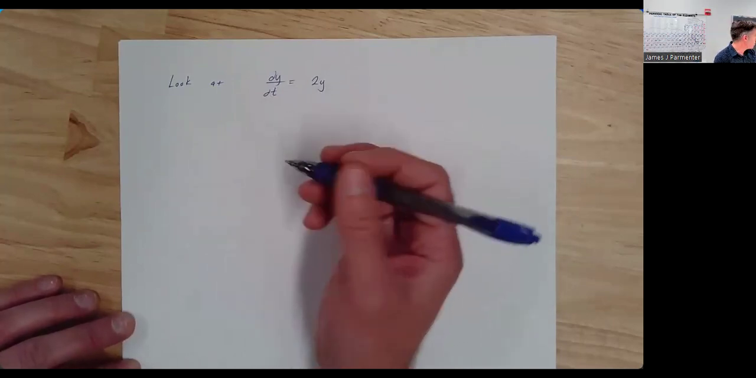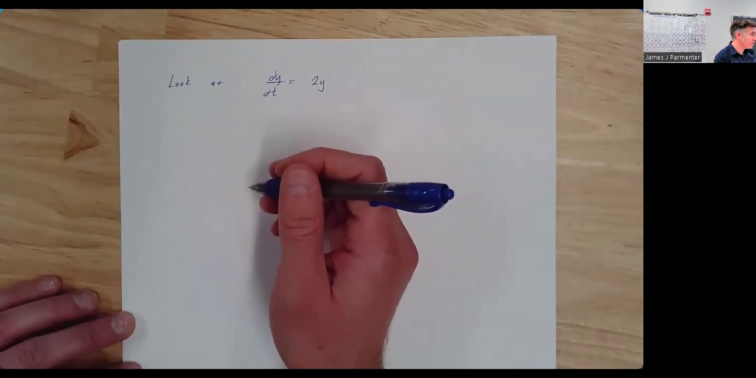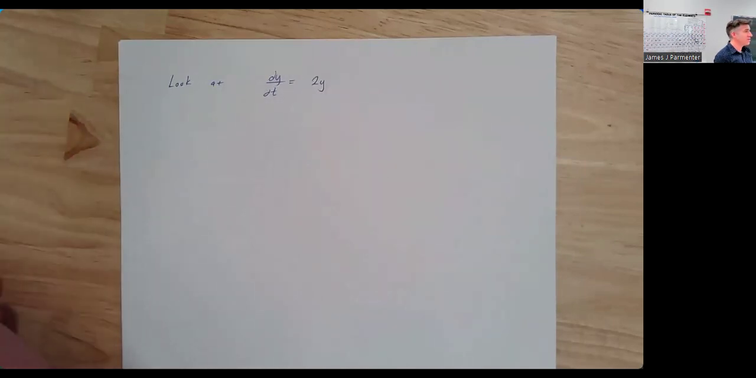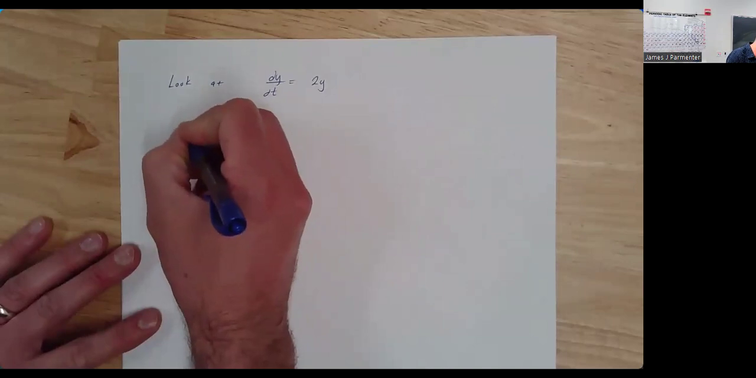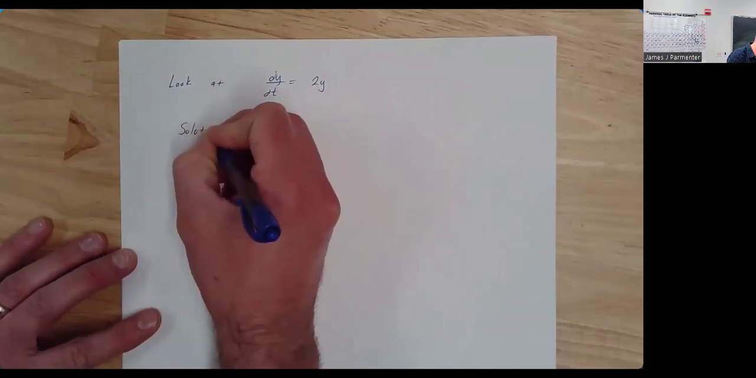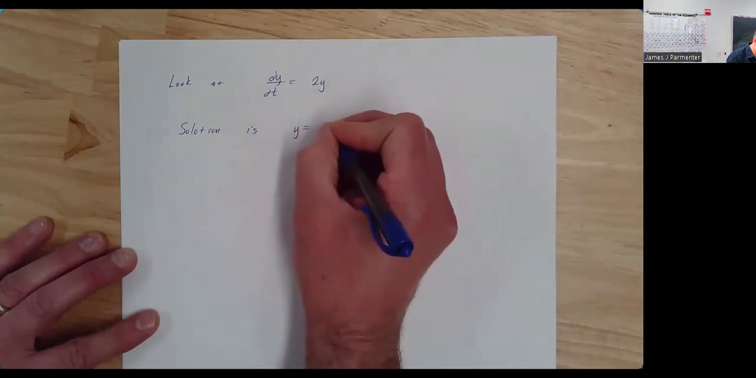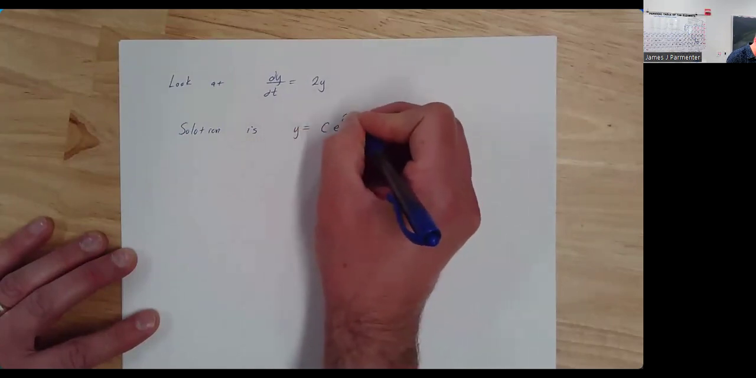Well, we know a solution to this. I know a function, you know a function too, that if we take the derivative of that function, we end up with 2 times that function. So here the solution, which we'll talk about how to solve these a little bit later, is y equal to ce to the 2 times t.